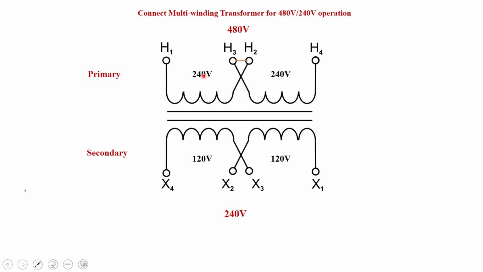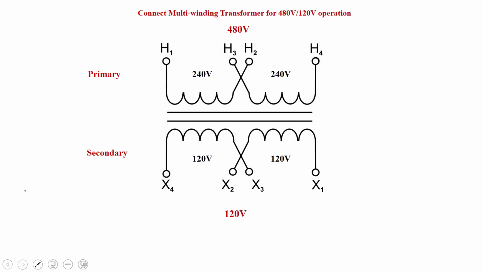And on the secondary, what connection would we need? We need to produce 240. Correct. You have to put them in series. So now the two voltages would add, because they're in series, to produce 240.